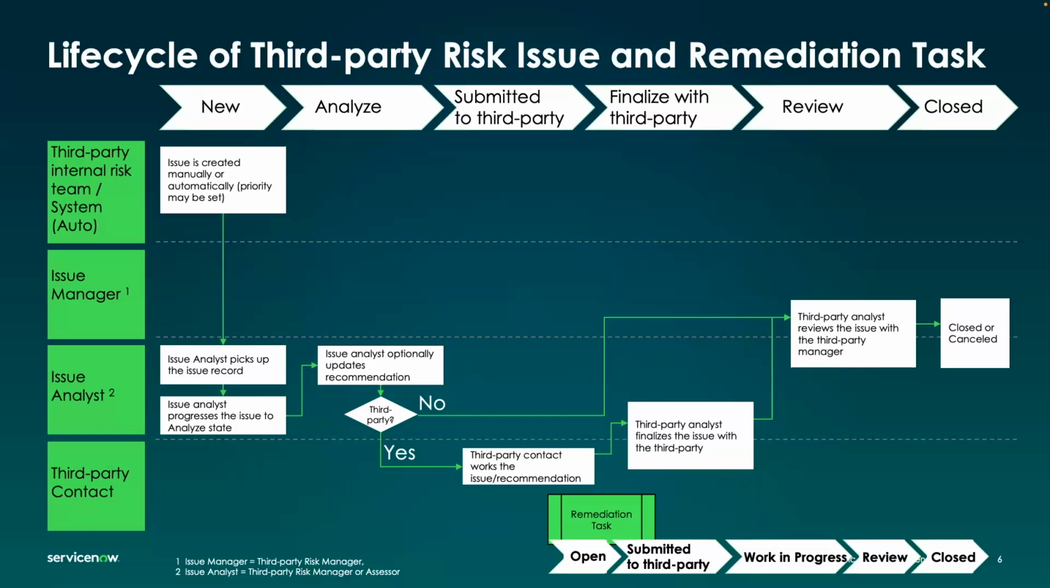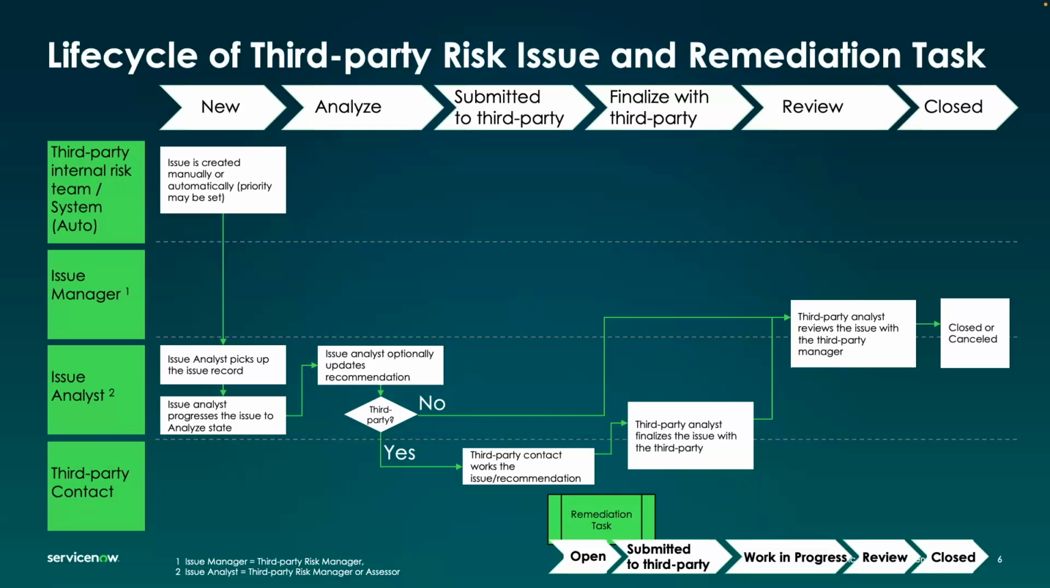Once analysis is complete, the issue is submitted to third party. This stage represents a handoff. The issue is formally communicated to the vendor or third party contact along with recommended remediation steps or required actions. But this step is optional, meaning an issue may only be tracked by the internal risk team or may be resolved through other methods. For example, over a scheduled meeting, when it is not really necessary for the third party contact to access the issue on the third party portal.